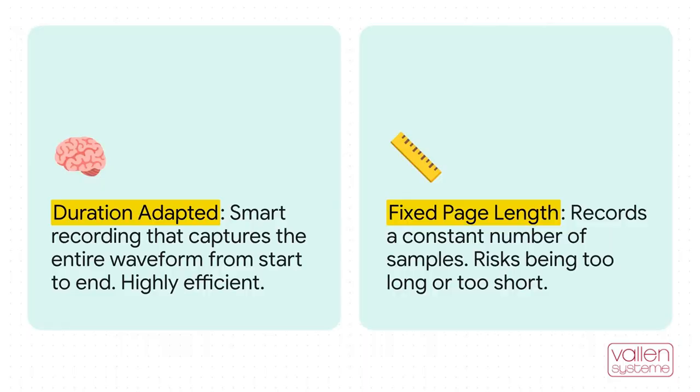The biggest choice right here is how we define that recording length. We can use what's called fixed page length, where we just record for a set amount of time, like, say, 100 microseconds. It's simple, sure, but you might cut the signal off or just record a bunch of silence. Or we can use duration adapted, which is the smarter method. The system records the entire waveform from its start to its end, no more, no less. It's just way more efficient.